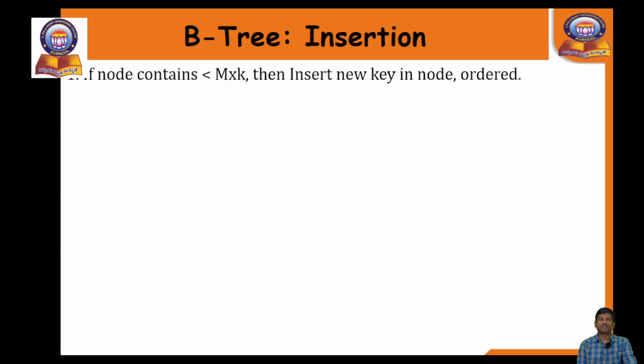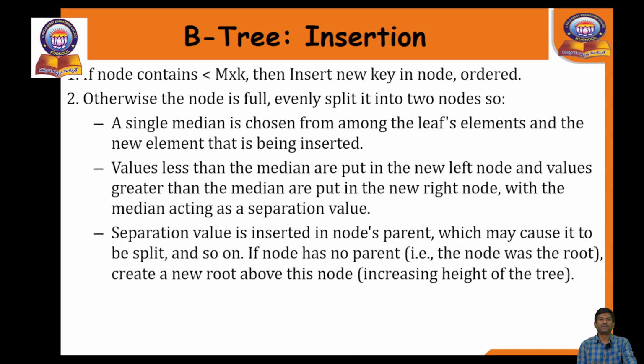Consider the operations, that is how we can insert, how we can delete, and the various operations that can be performed on the B tree, starting with insertion. If the node contains less than mxk, that is the maximum allowable keys, then insert the new key in the node in order. Otherwise, the node is full, and in such cases, evenly split it into two nodes. I'll explain in detail with suitable diagrams of the B tree how this insertion is performed.